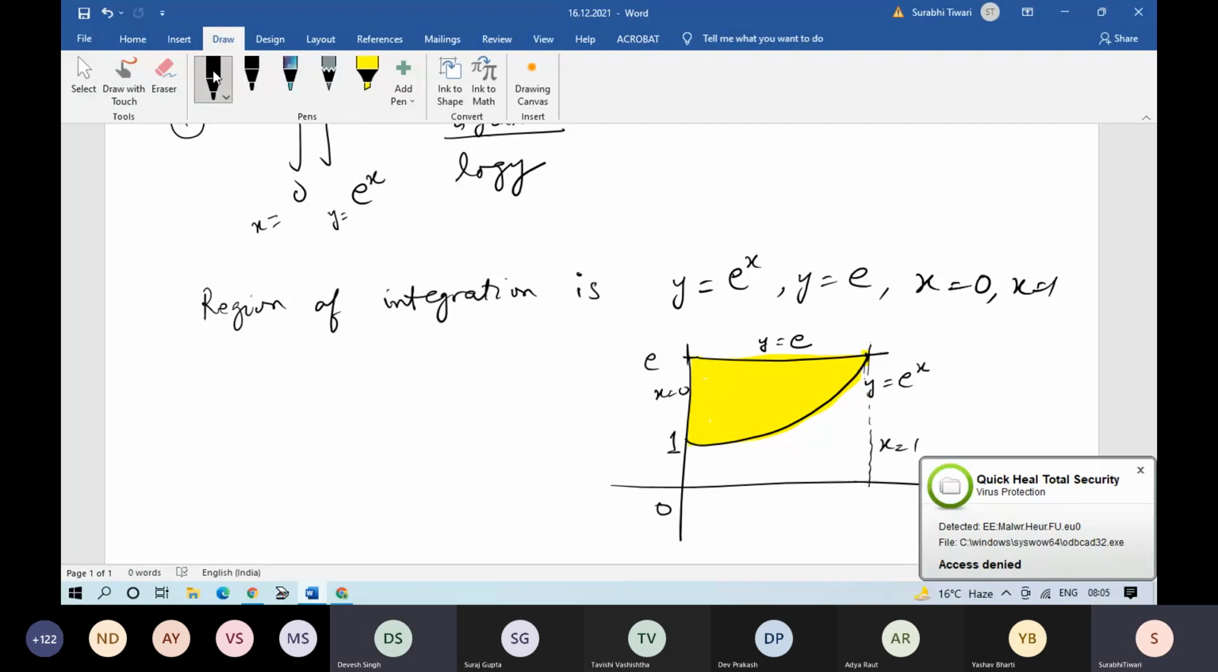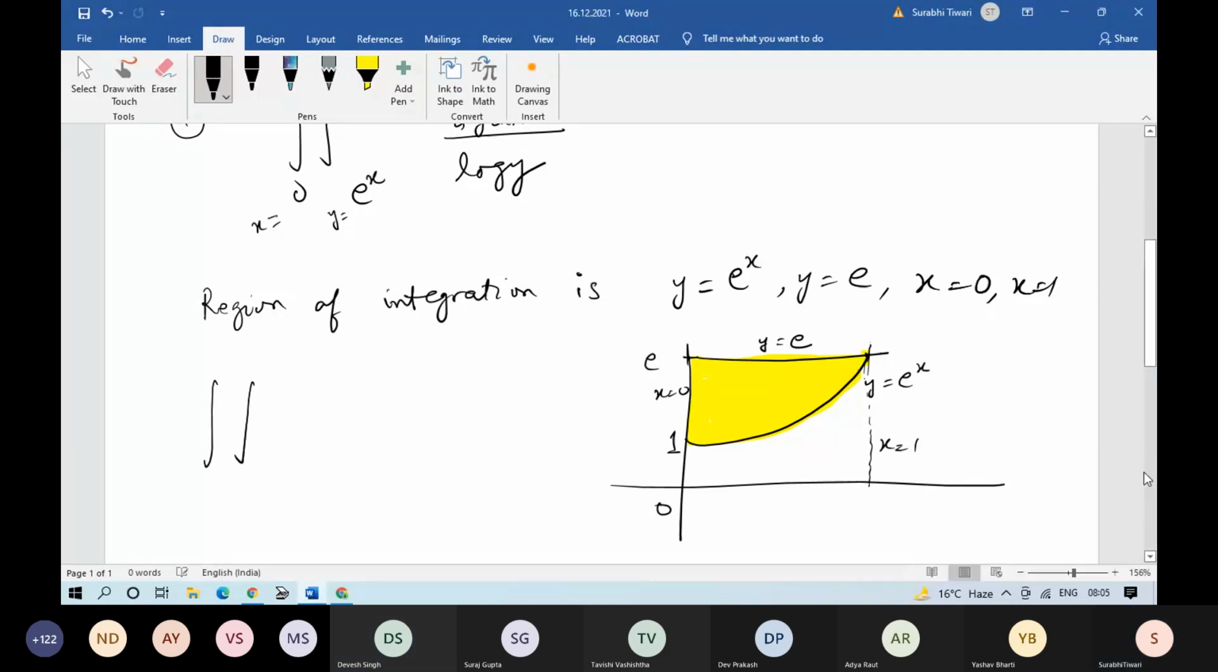Now you have to change the order of integration. This is dy dx given and you have to calculate dx dy. Now this will remain the same function, log y. Now you have to take a strip parallel to x axis. Now how is it varying? You have to put the limit of x. x is equal to 0 to x is equal to this curve. So x is equal to 0 to x is equal to log y. y is equal to e raised to the power of x, so x is equal to log of y. And the value of y is varying from 1 to e.